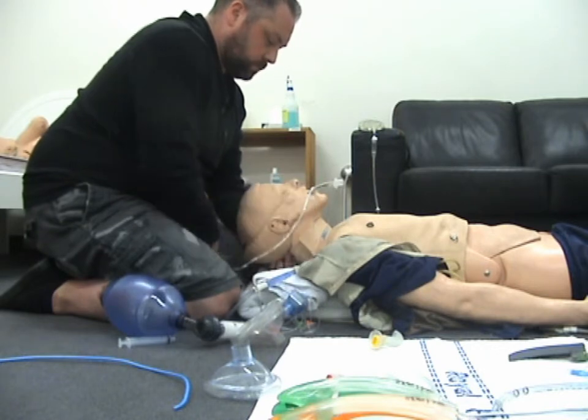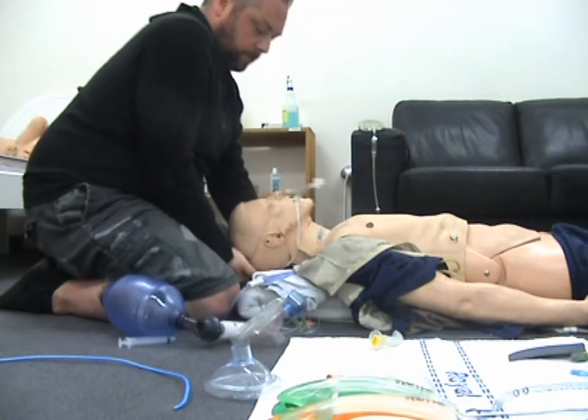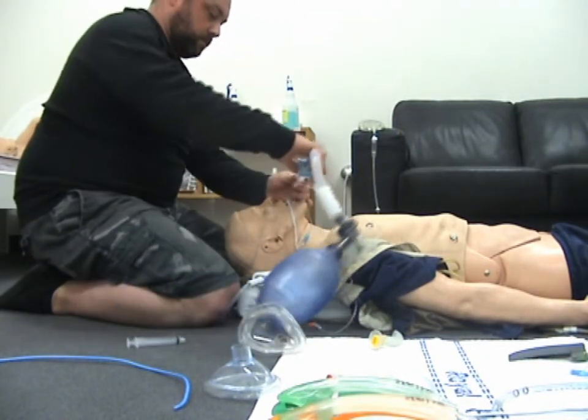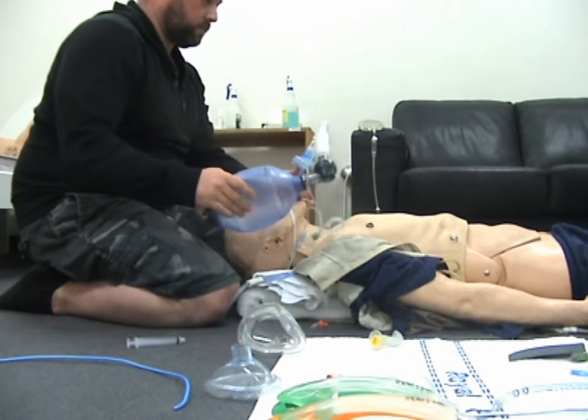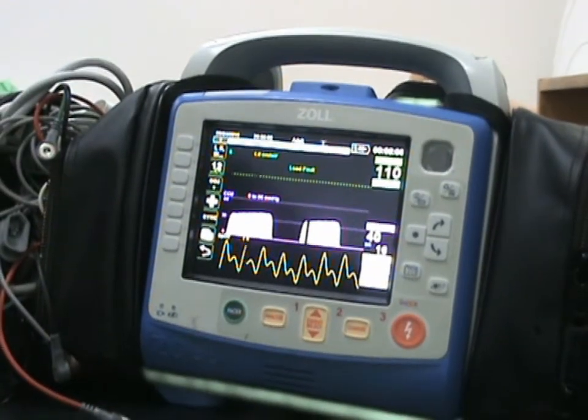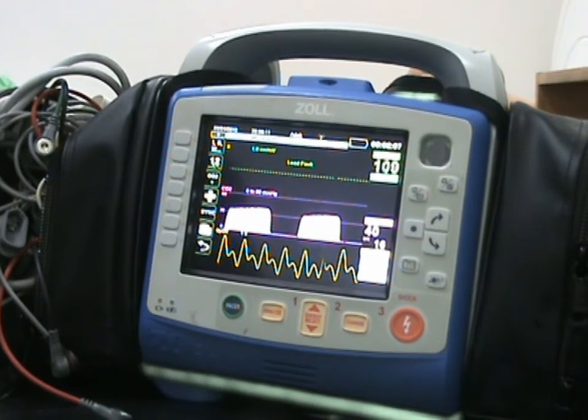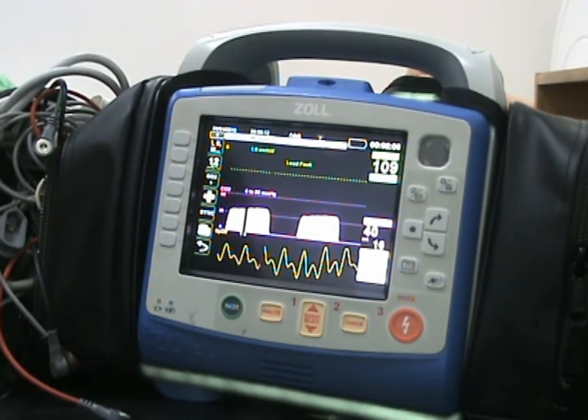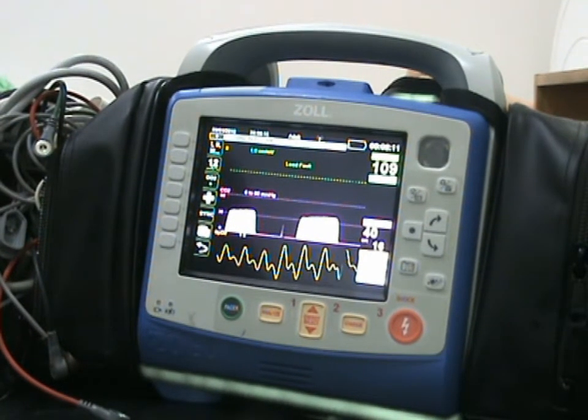It's important to keep a close eye on our end-tidal CO2 and our waveform capnography when we have someone who's intubated. This gives us a lot of clues about what's going on with their ventilation. Here we can see a nice box waveform that indicates the patient's ventilating well.